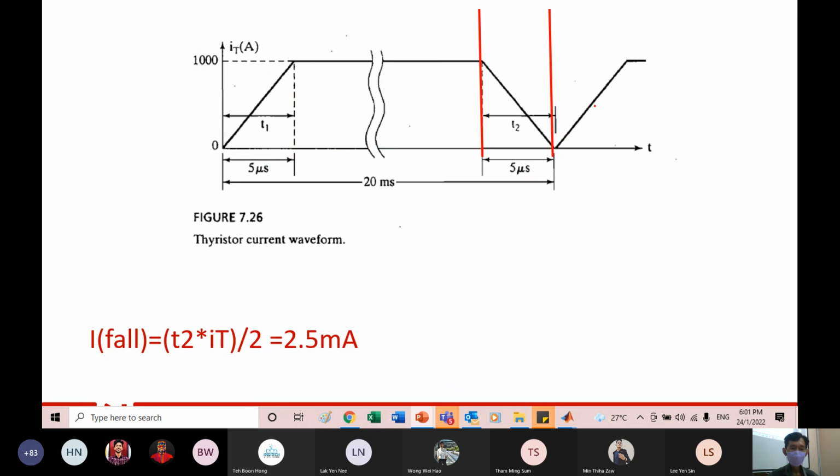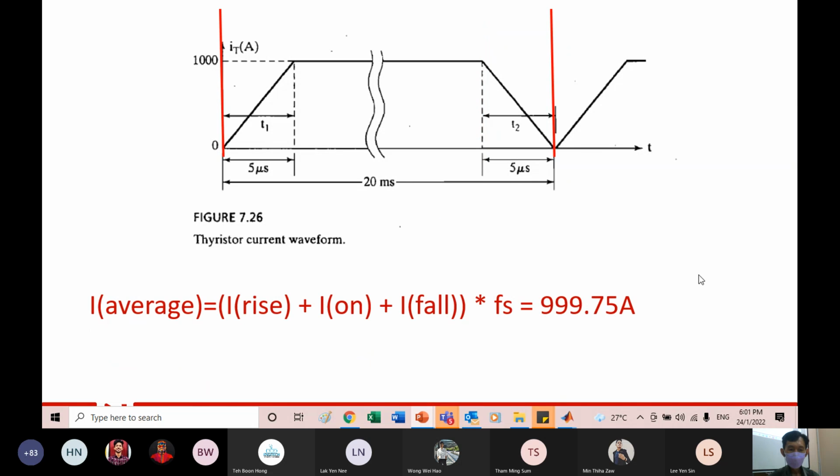And of course, similarly, the fall is the same. It's just T2, unless they are different. Some got 6, or I don't know. But this is textbook. Of course, you can find this in the data sheet as well. IT divided by 2, of course, you get the same 2.5. So I fall and I rise have the same value.